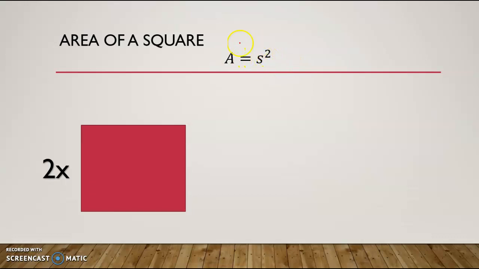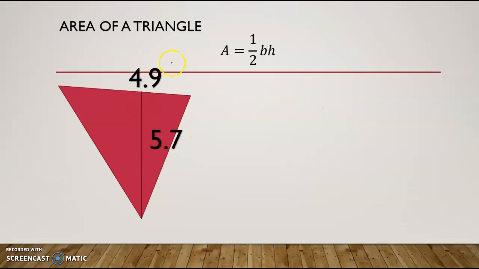The area of a square is the side length squared. So area is the side length. We're going to put it in parentheses because this is the whole side length, and I'm going to square it. And now we have to use our exponent rules, right? So it's kind of a janky form of distribution here, where I would have 2 squared times x squared, and 2 squared is 4. So the expression that represents this area is 4x squared.